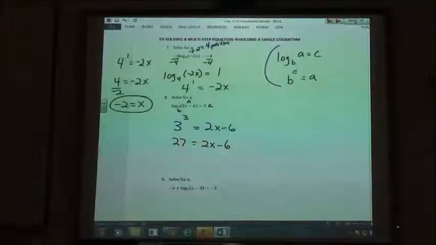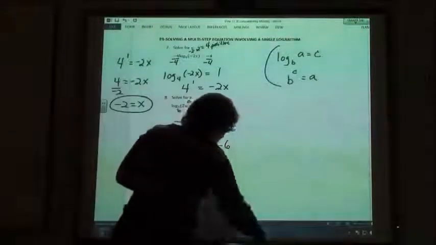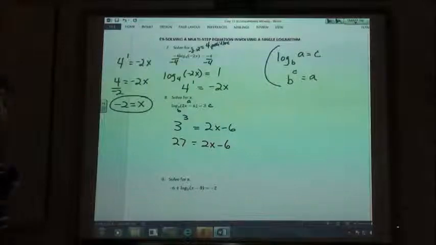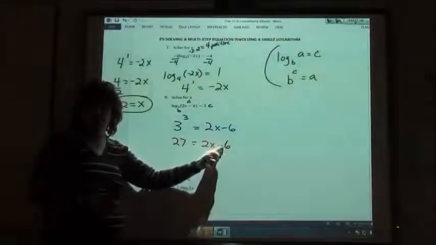So now we have 27 equals 2x minus 6. We got to finish solving that for x. What's the next thing we should do? Got to get my x by itself. Before we divide by the 2, what do we have to do to get the x by itself? This is my equation, and I want to get this by itself. You want to move it.